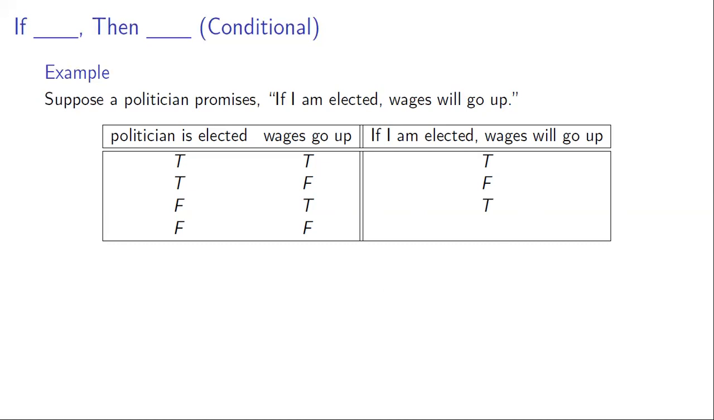Now suppose a politician is not elected and wages don't go up. Well, still the promise was not broken. The promise was, if I'm elected, then something will happen. But the politician was not elected. So therefore, there's no requirement that wages should go up. So the promise is still considered a true promise.